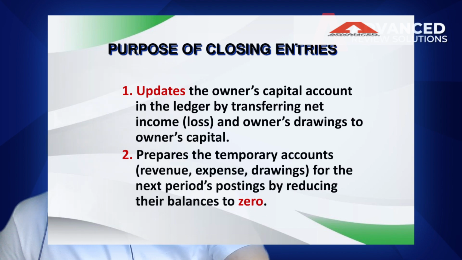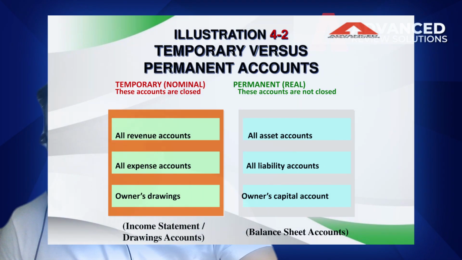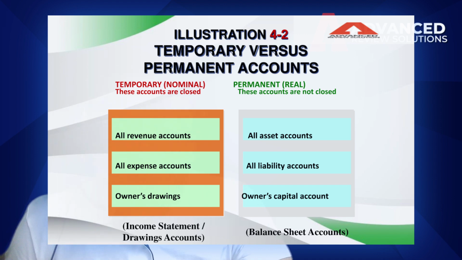Okay. That's why, class, ito yung sample ko kanina, no? Temporary or nominal accounts, those are closed to the equity: revenues, expenses, and owner's drawing. They are all to be reported, adjusted or transferred sa ating permanent or real. Ano yan? Your owner's capital account. You have your assets, liabilities, and the owner's equity account. Ito, class, ay income statement. Yung kabila naman ay your balance sheet.